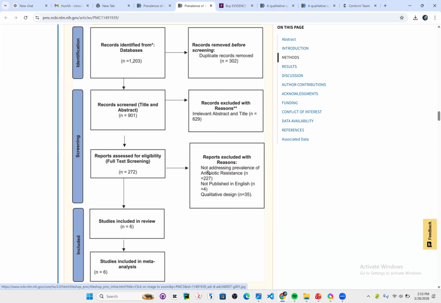So I excluded 227 papers because they are not addressing prevalence of antibiotic resistance. They're not published in English. For qualitative design, 25. So I was doing a meta-analysis, I don't need the qualitative design. So that is how it works.